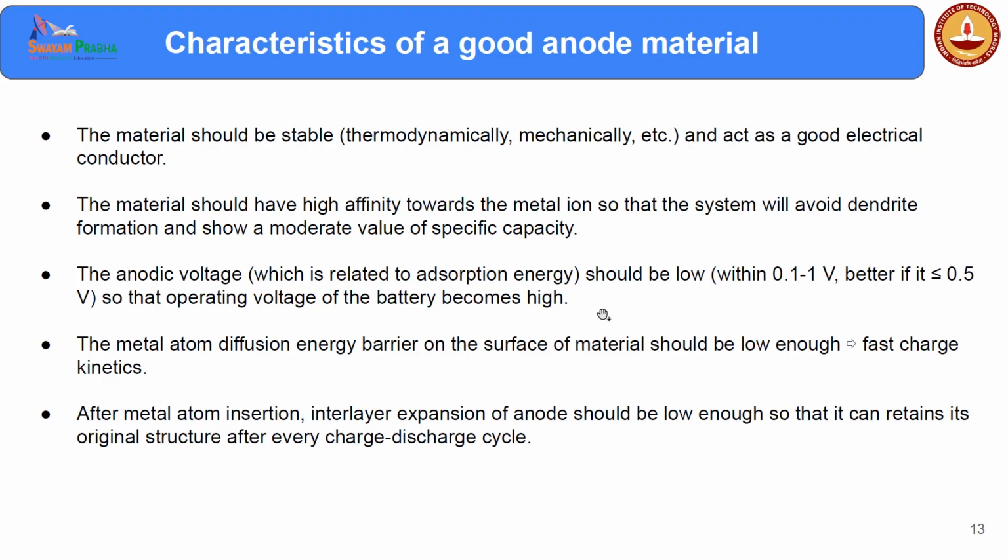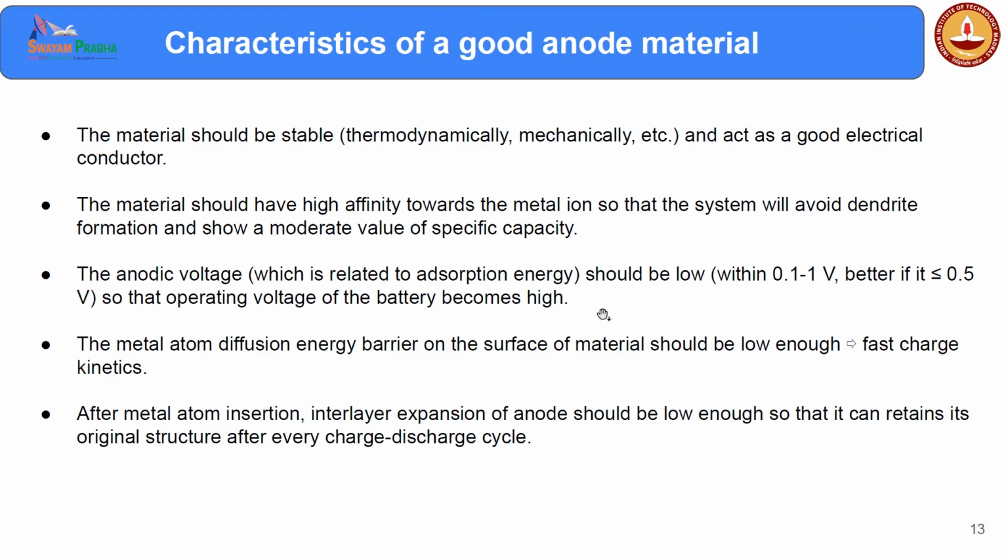This is an electrode material, so first of all it should be a good electrical conductor, and it should be dynamically stable, and also thermally stable, because we wanted to use them for mobile phones, etc., where the safety issue would definitely arise. So you need to keep them as safe as possible. That means thermally this material should not degrade just by heating to some 40-50 degrees centigrade, right? That's the first point. The second thing is the material should have high affinity towards the metal ion.